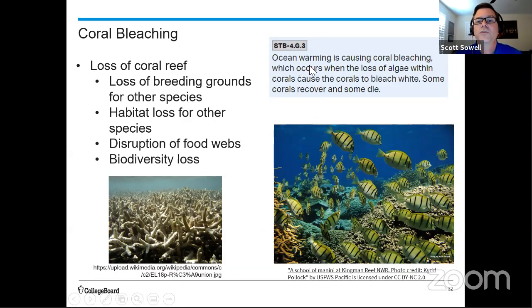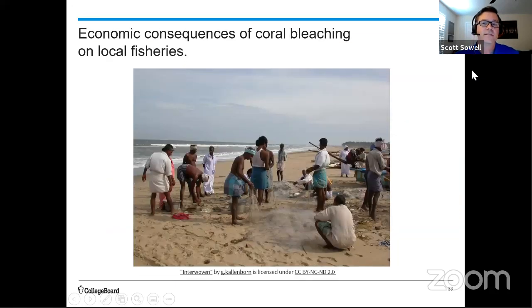So the standard says ocean warming is causing coral bleaching, which occurs with the loss of algae within corals, causing them to bleach white. Some recover and some die. So hopefully we've gotten through those ideas there. I do want to point out some very significant economic consequences. If I am this local fisherman and I am relying on the coral reef and the fish that live there for my livelihood, for the money that I live on, bleaching events are going to have a very negative impact on local fisheries, on my economic survival.